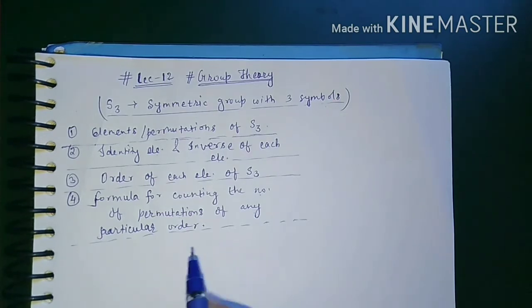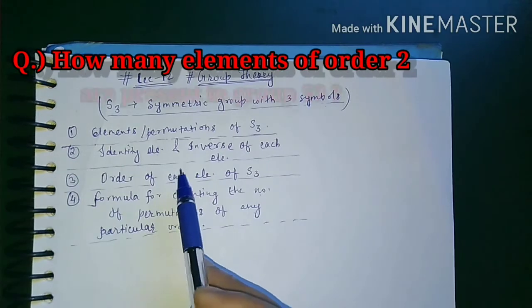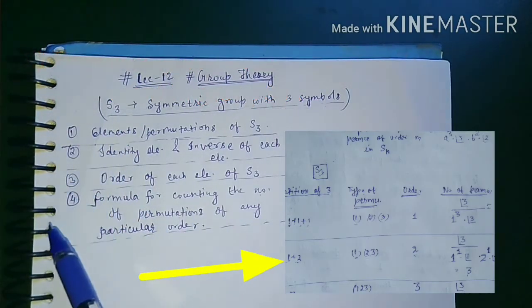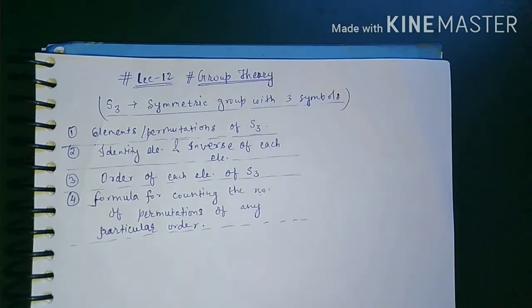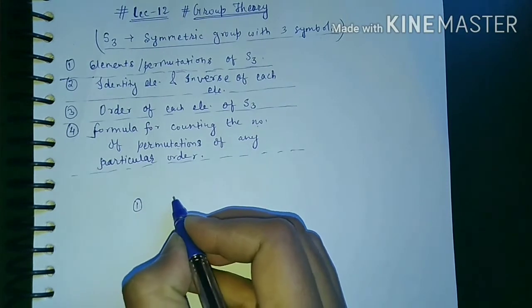That is, if we are asked a question like how many elements of order 2 are present in this group S3, then we will find the formula for it. So let's begin today's video. First we will see the various permutations of this group.